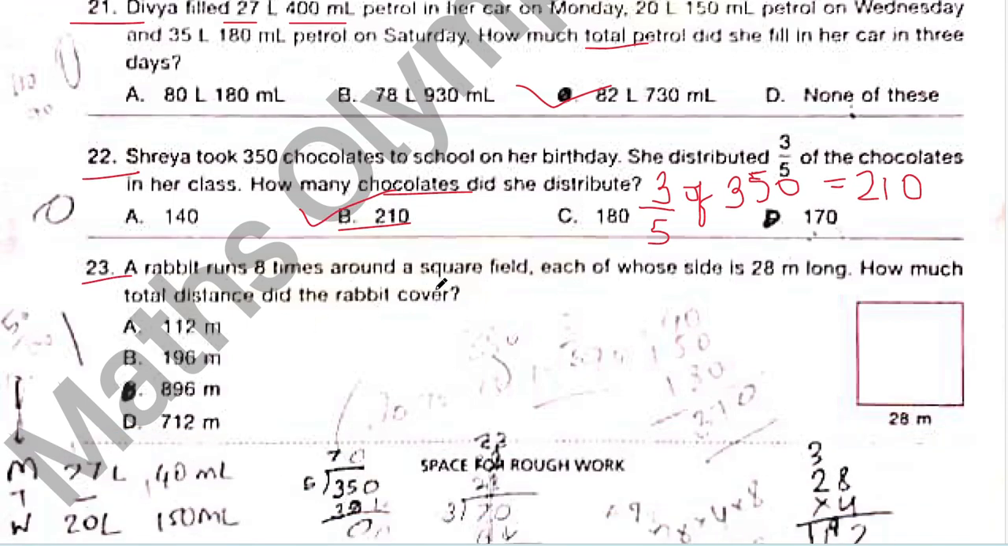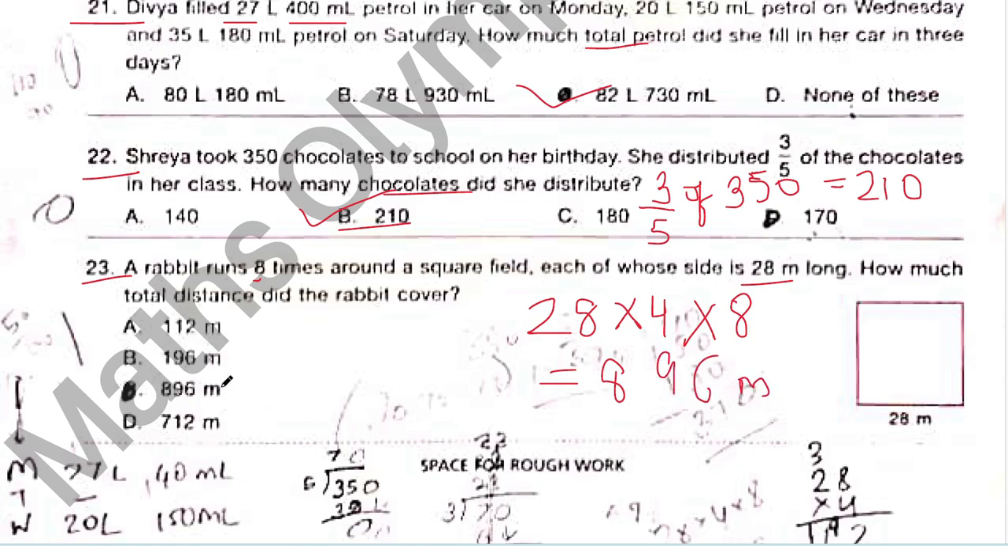Now question 23 is, a rabbit runs 8 times around a square field, each of whose side is 28 meter long. So how much total distance does the rabbit cover? Since the rabbit is running 8 times and each side of the square is 28 meter, when the rabbit runs one time, it will cover 28 multiplied by 4 meter distance. So for 8 times, this is to be multiplied by 8. So this is our answer here, 28 multiplied by 4 multiplied by 8, which is in total 896 meters, which is option C. We should select this.